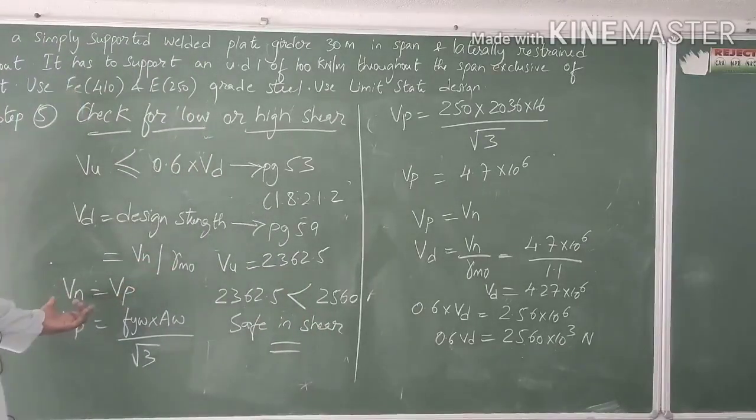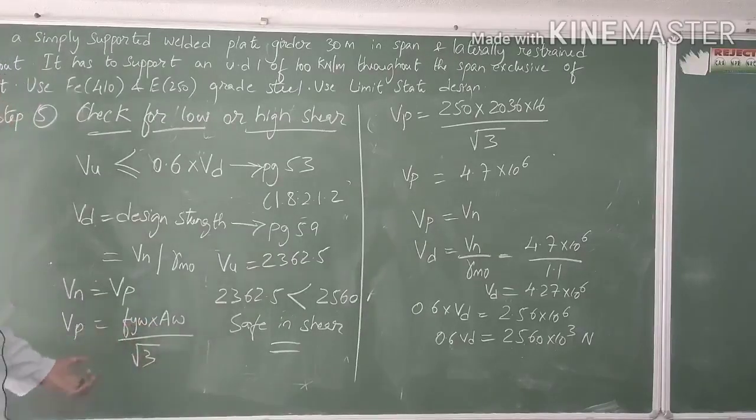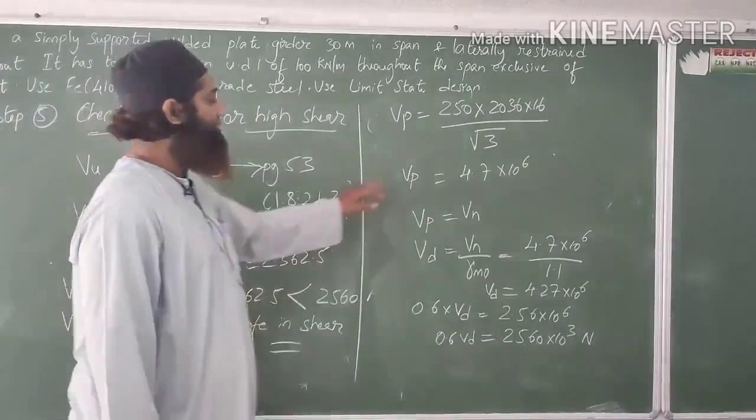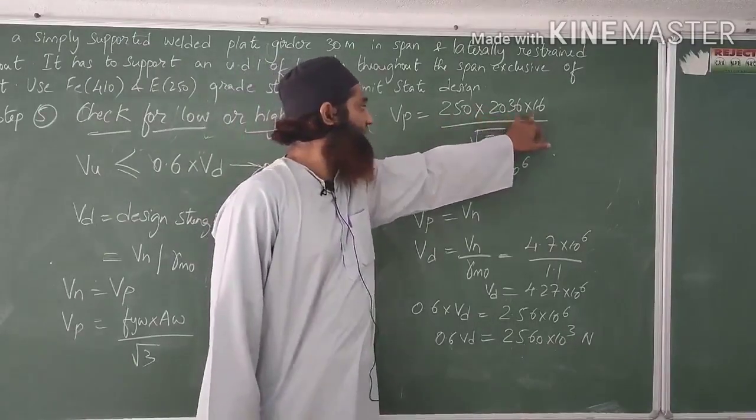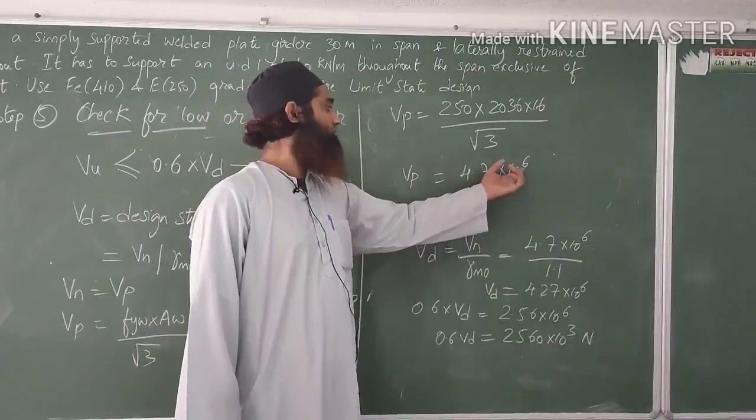Now Vn is equal to Vp, and what is Vp? Vp is Fyw into Aw by root 3. Fy is the yield stress, that is 250, and Aw is the area of the web. I have just substituted those values here: 250 into 2036 into 16 by root 3. I have got that value as 4.7 into 10 to the power of 6.